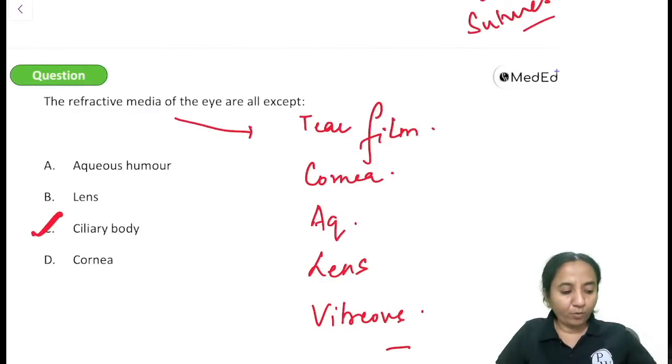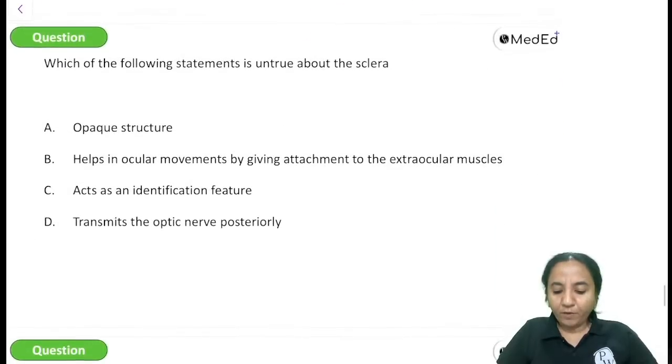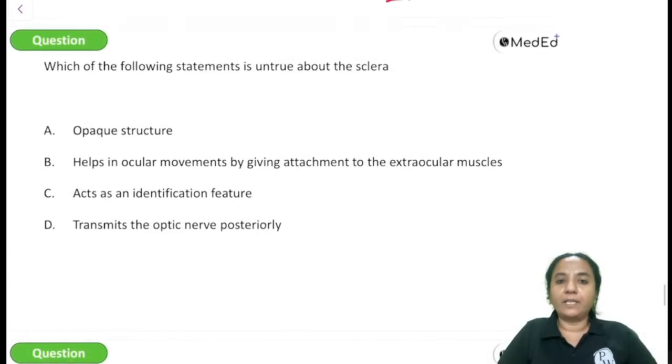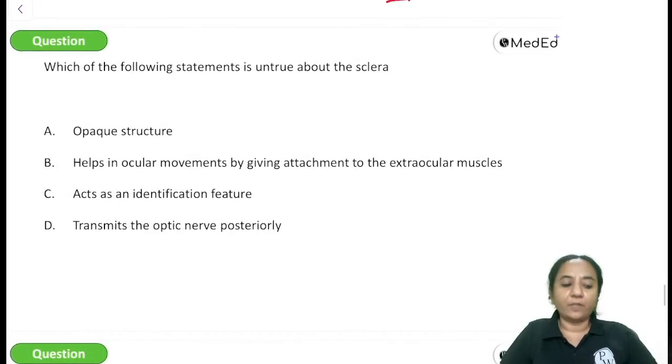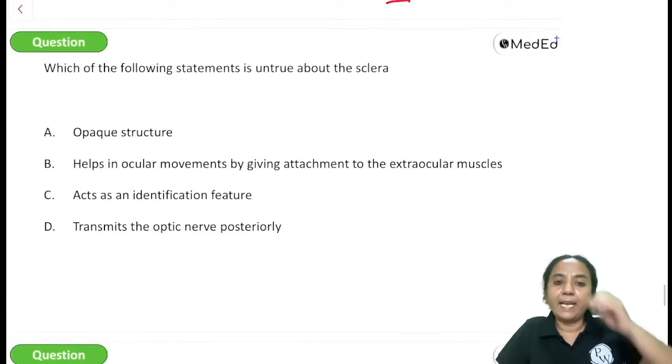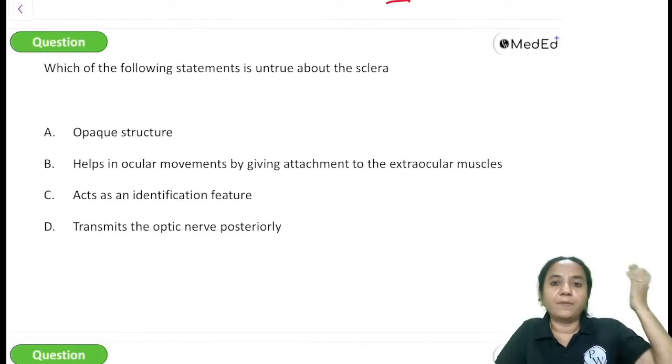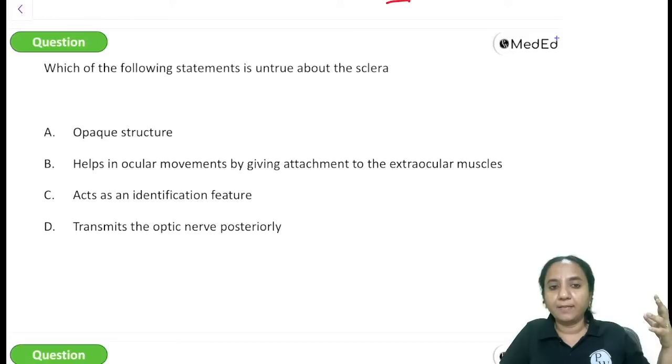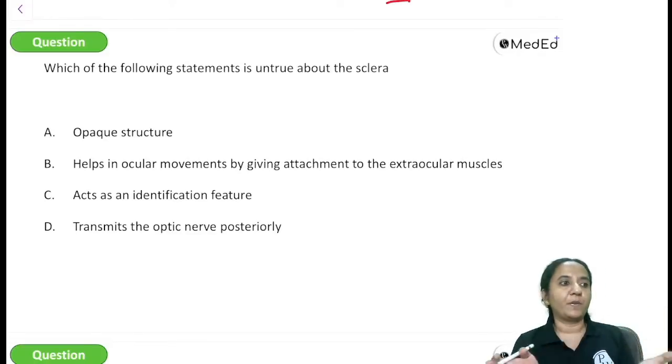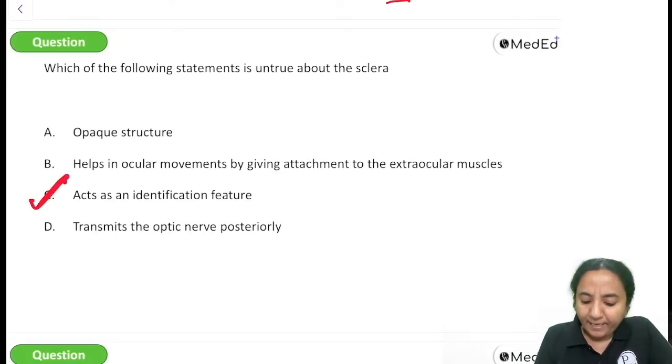Okay, let's go to the next question. Which of the following statements is untrue about the sclera? The sclera is an opaque structure. That's correct. It helps in ocular movements because it gives attachment to the extraocular muscles. It transmits the optic nerve posteriorly. Obviously, the optic nerve has to pierce the sclera to move out. So all of these are correct. It acts as an identification feature.